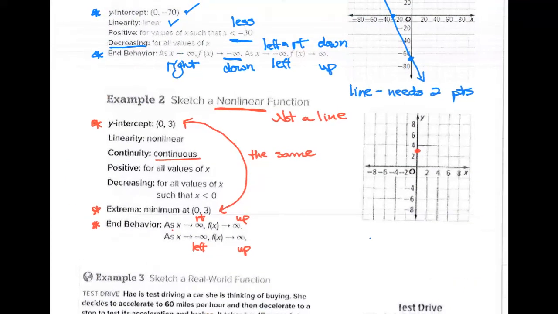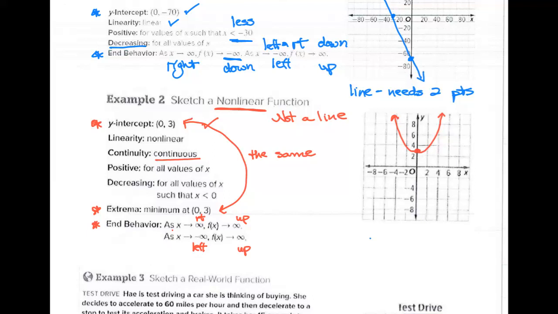All right. So they're not giving us a whole lot here, but if I go to the right, I need to go up. If I'm going to the left, I need to go up. This is my lowest point, so my graph that I'm going to make looks like this. Now, let's go back and see. Does this have a y-intercept of 0, 3? Yes. I can make a check mark there.